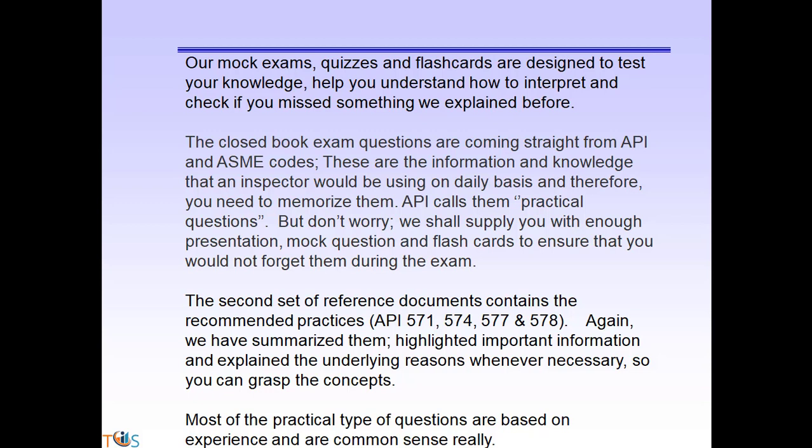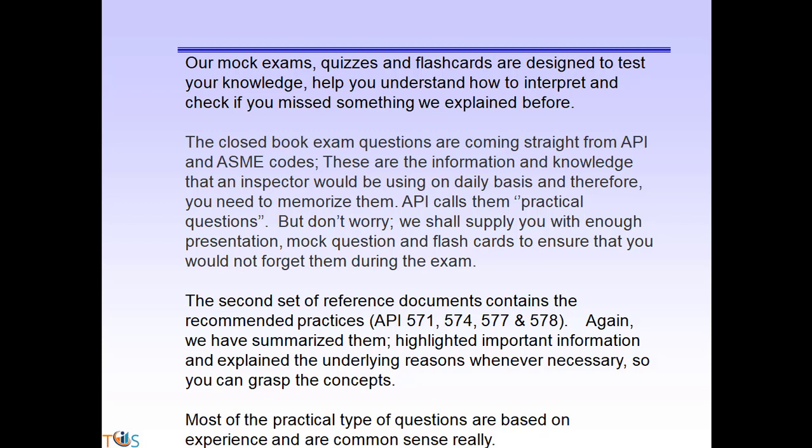The closed book questions come straight from API and ASME codes. This is information and knowledge that an inspector will be using on a daily basis, and therefore you need to memorize it. API calls them practical questions. But don't worry, we shall supply you with enough presentations, mock questions, and flashcards to ensure that you will not forget them during the exam.